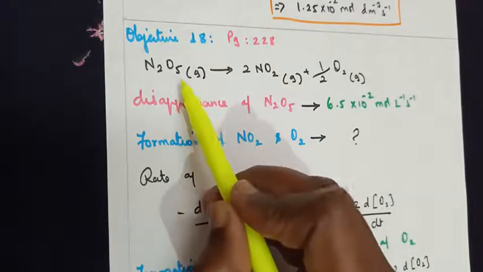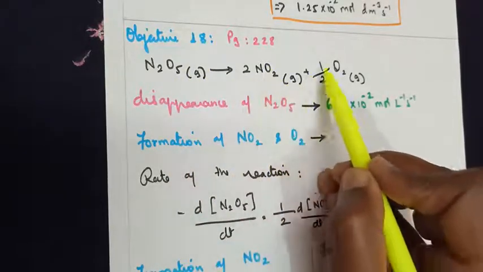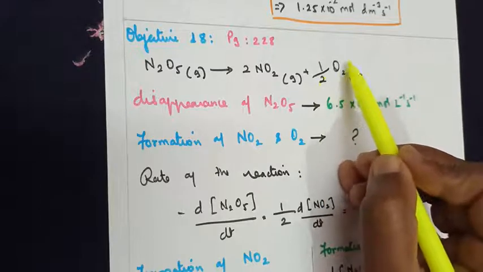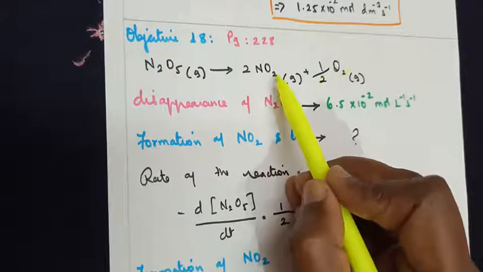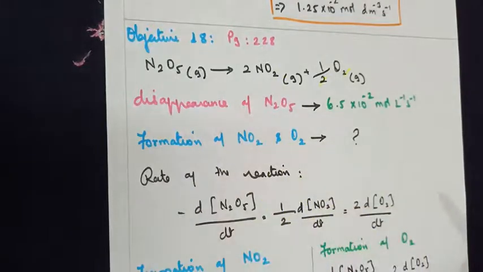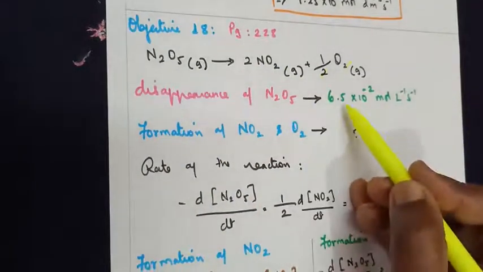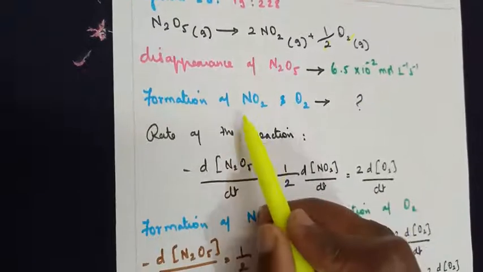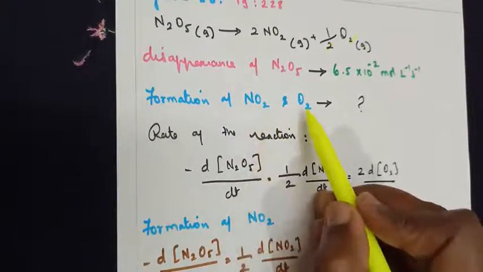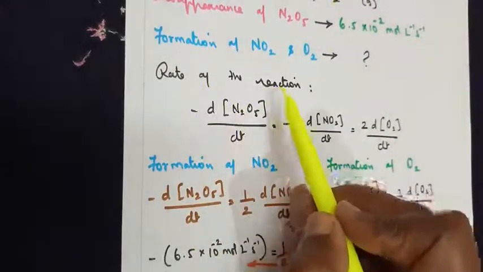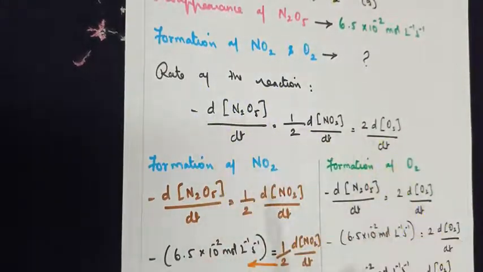So N2O5 gives us 2NO2 plus half O2. You understand why half? 2 and 2 get cancelled. We get 1 oxygen. 2 2s are 4. It makes up the number of oxygen equal to 5. Nitrogen is equal to 2. Disappearance of N2O5 is given. Formation of nitrogen dioxide and oxygen is asked today. Same step, children. Rate of the reaction, you are able to write this step here.